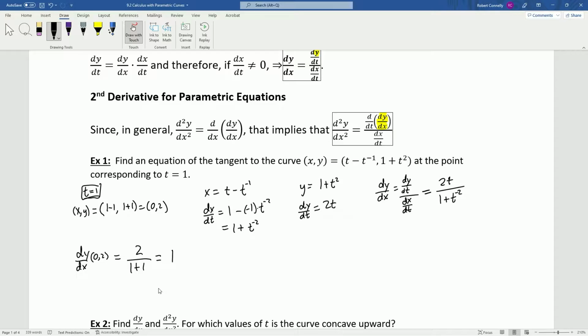So finally, in order to find the tangent line, we just need to use point-slope form here. So y minus y1 equals m times x minus x1. So that's y minus 2 equals 1 times x minus 0. Remember, we're just using that point we found earlier, (0, 2). And this gives us y equals x plus 2.